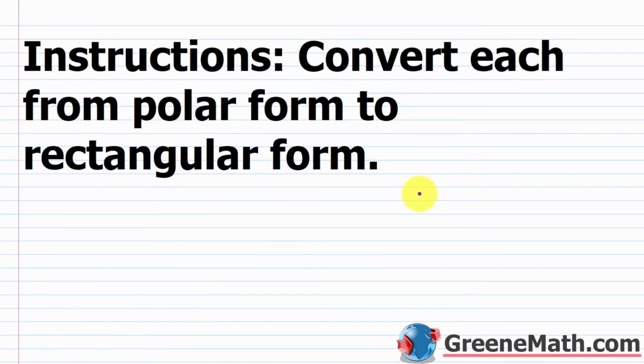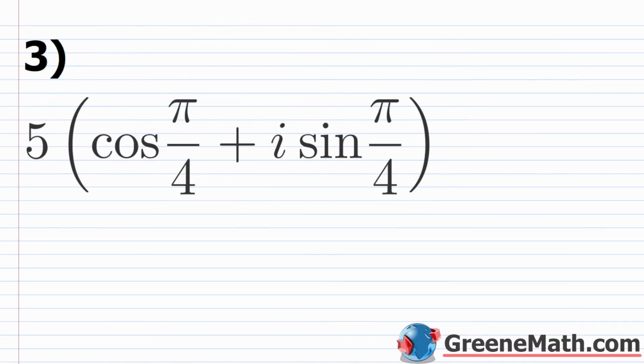All right, for the next few problems, the instructions tell us to convert each from polar form to rectangular form. So for problem 3, we have 5 times the quantity cosine of pi over 4 plus I, that's the imaginary unit, times the sine of pi over 4.